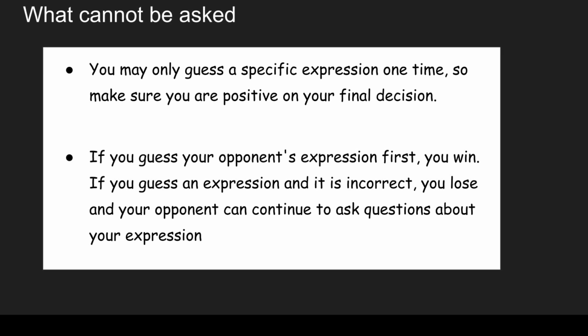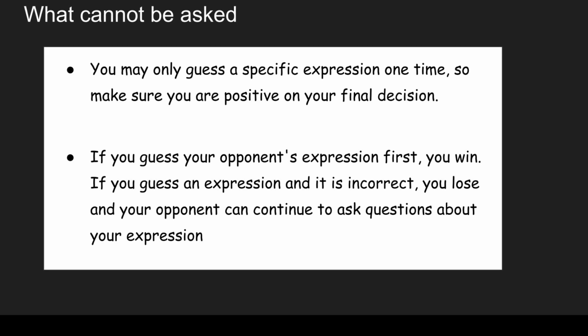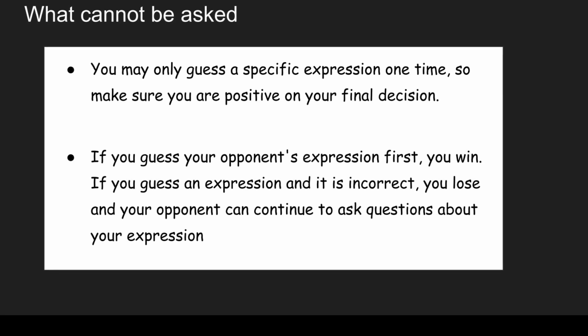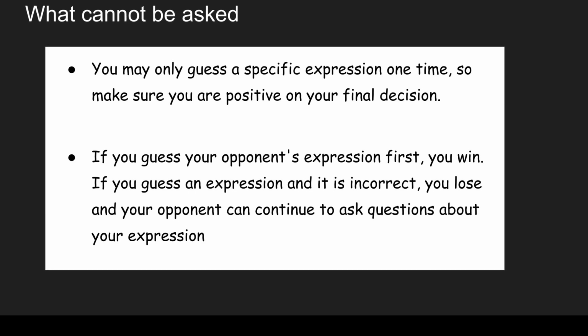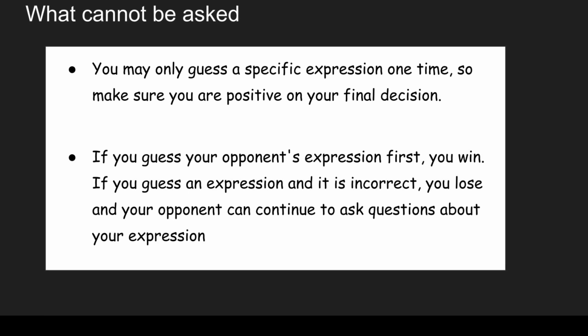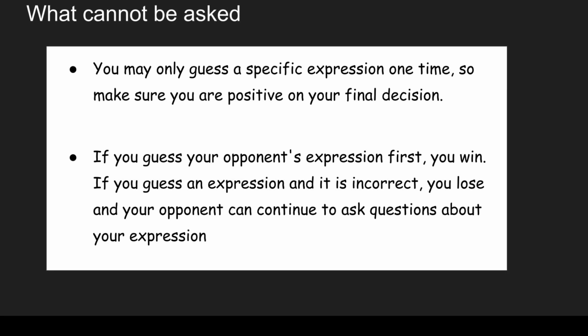Or is your final expression 4 plus 6 plus 2? And so on. Again, this can only be asked one time, and if that is not your opponent's expression, then you lose the game. If the player says no, then they lose, and the other player may continue to ask their opponents questions in order to figure out their expression.